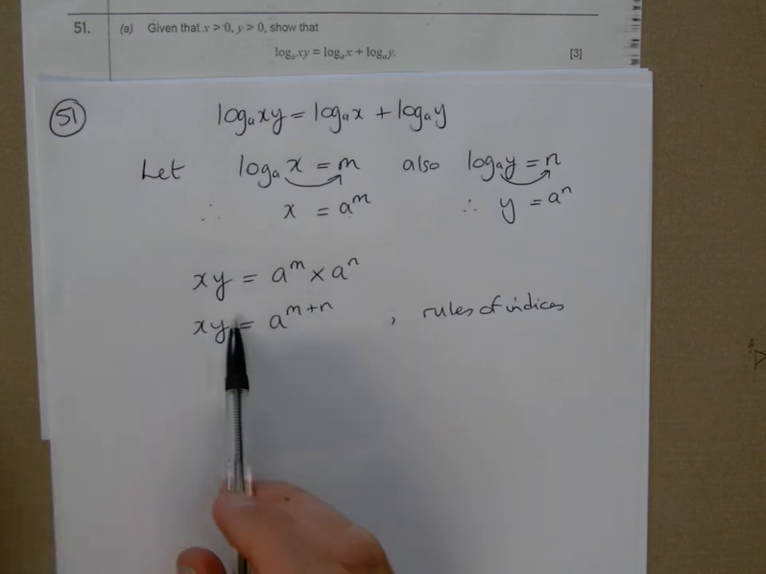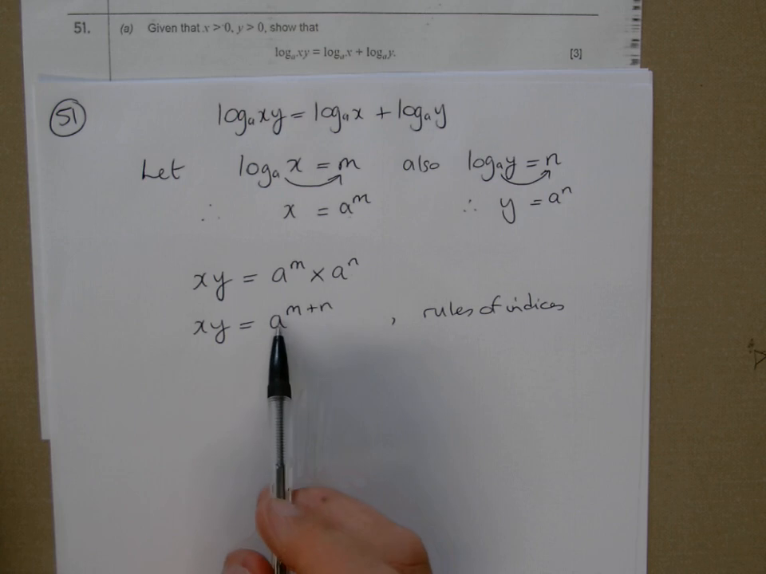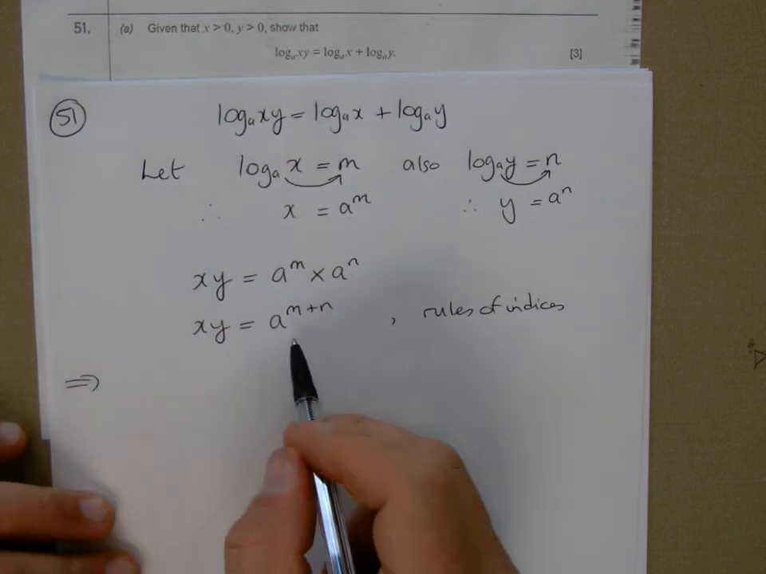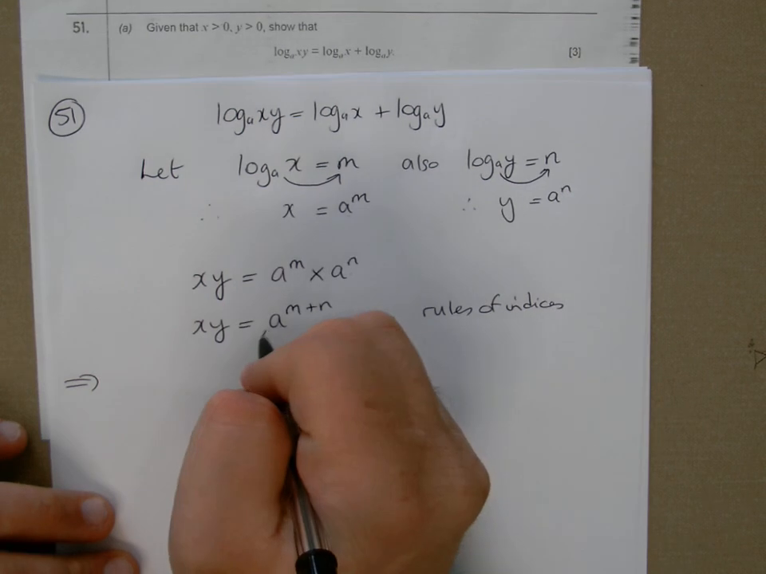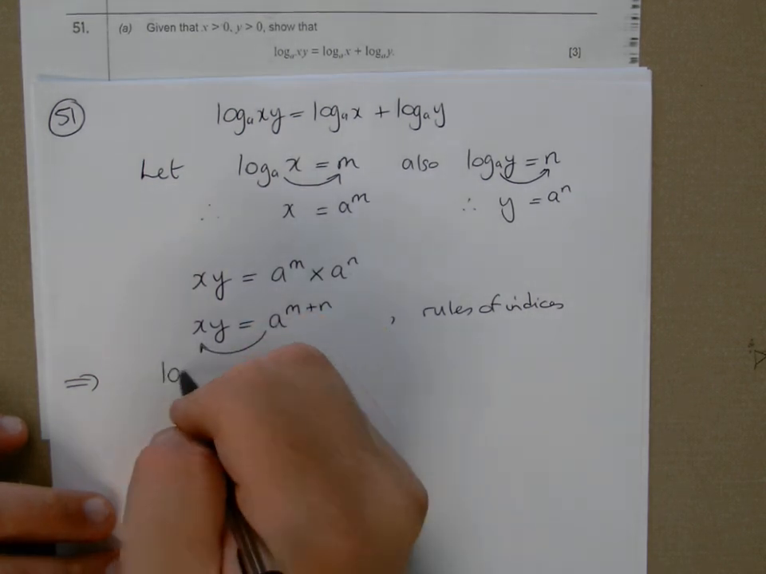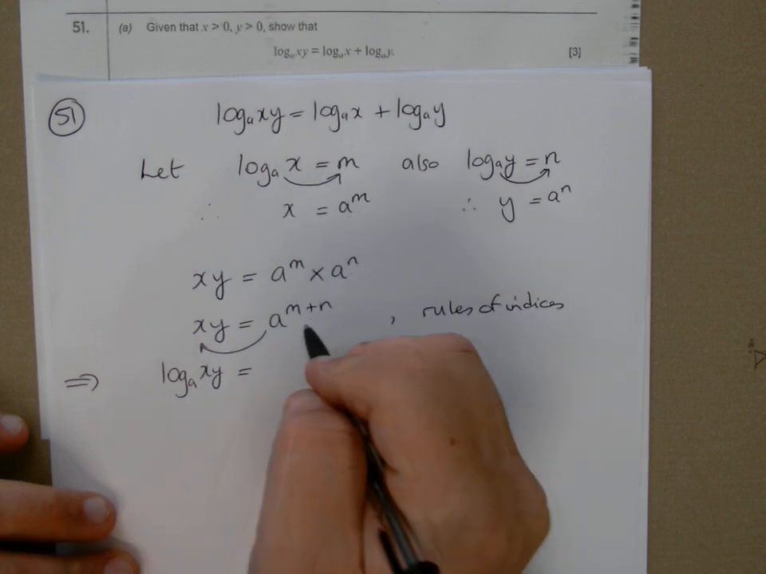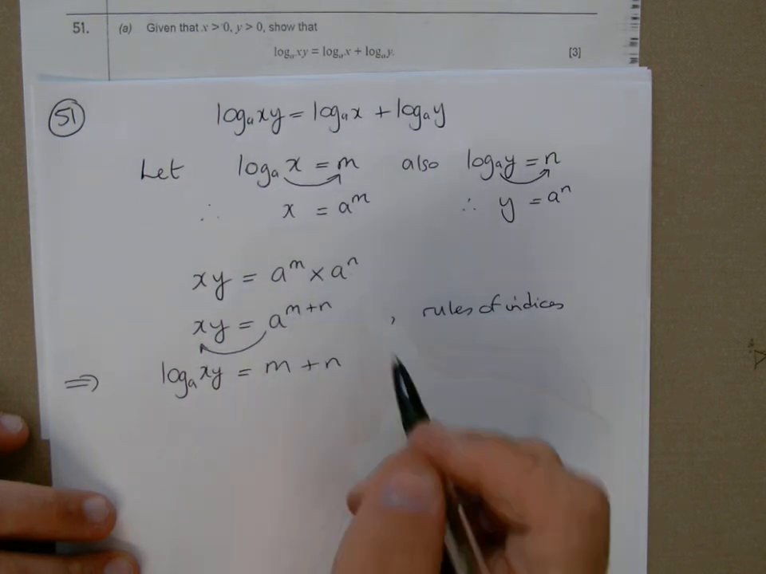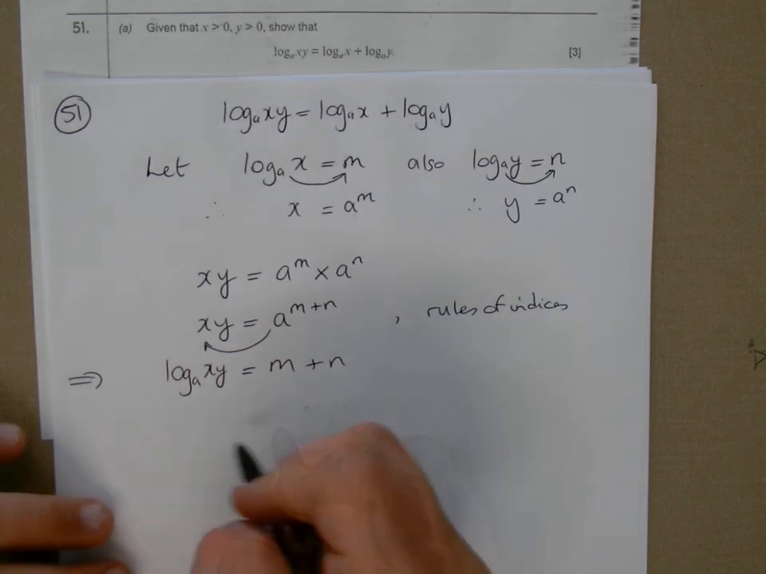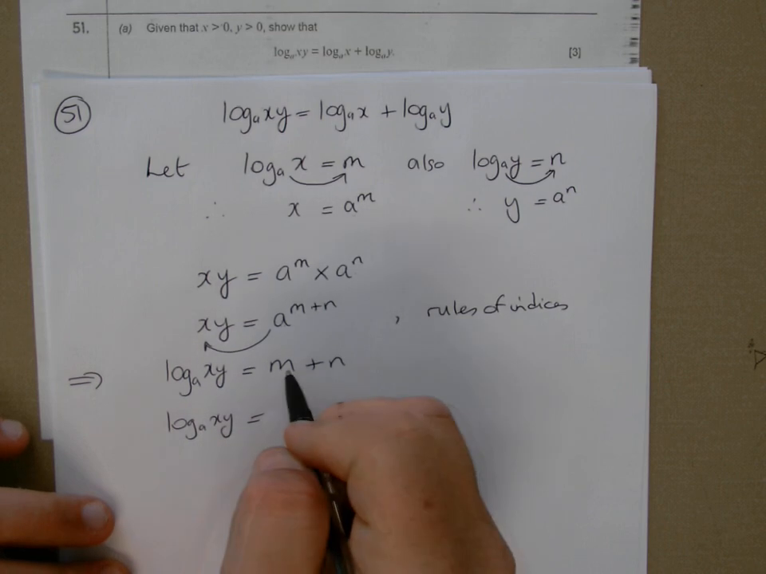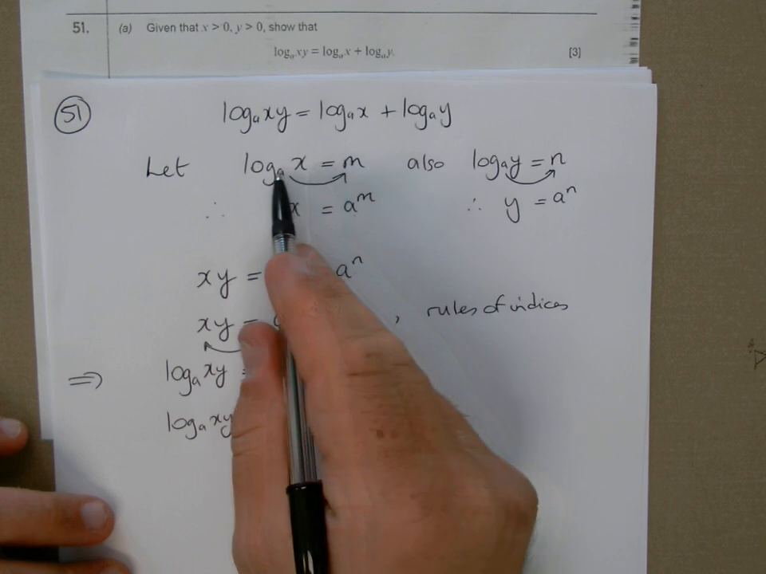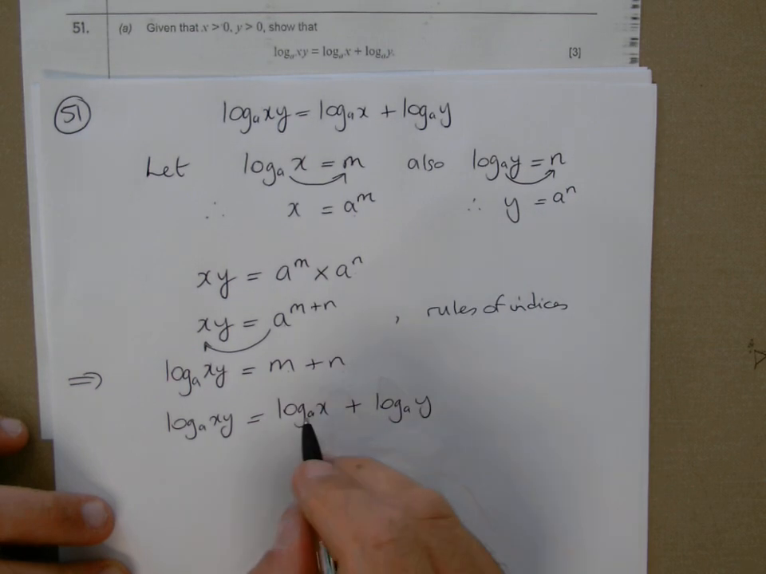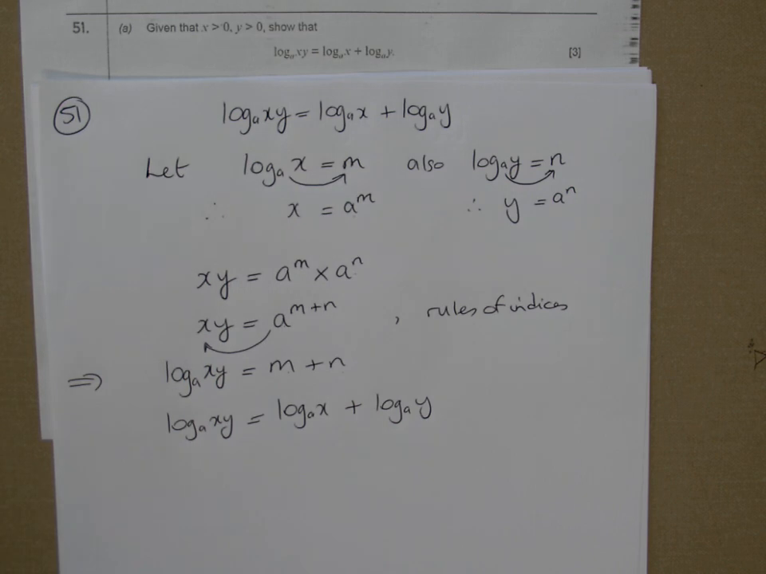And notice what I've got here: xy equals a to the power m plus n. So I've got my base to the power m plus n. I can rewrite this as a logarithm. Because I've got my base and my power, I can swing the base back over. So the logarithm to the base a of the product xy will equal the power, which is m plus n. Notice m is added to n there. So I can substitute back in what m and n both are. Remember up here, m I defined as this, and n I defined as that. So we've now shown that the log of x plus the log of y is equal to the log of xy. So that's part A.